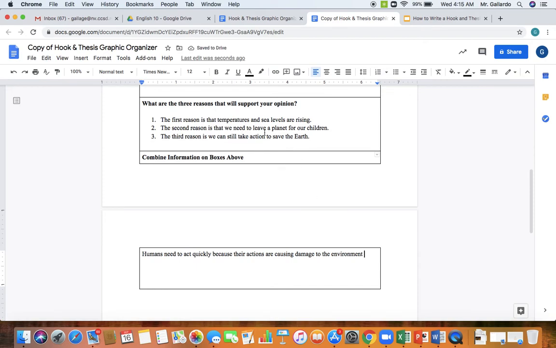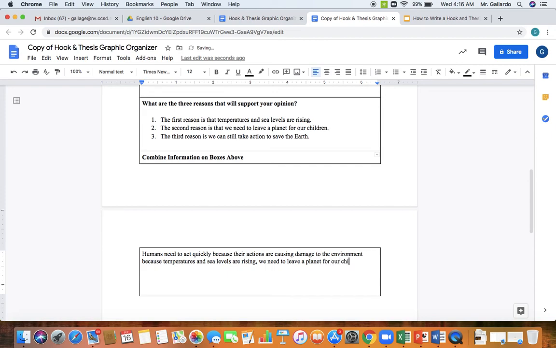And then you can use these reasons. Because temperatures and sea levels are rising. We need to leave a planet for our children, and we can still take action to save the Earth.